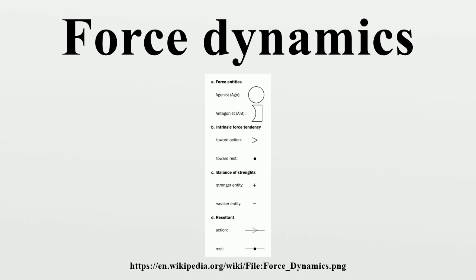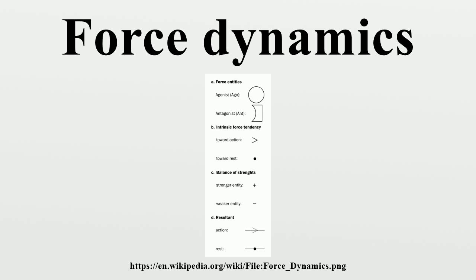Force entities have an intrinsic force tendency, either toward action or toward rest. For the agonist, this tendency is marked with an arrowhead or with a large dot. Since the antagonist by definition has an opposing tendency, it need not be marked. In the example, the door has a tendency toward action.